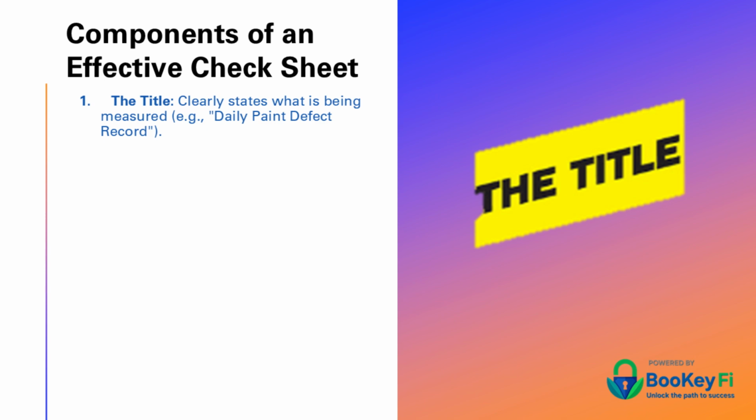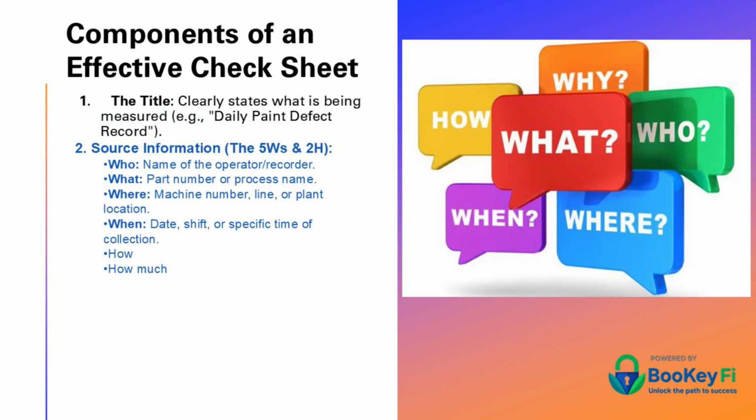The title clearly states what is being measured, for example, daily paint defect record. A precise title prevents confusion and ensures that the right form is used for the right process, especially when managing multiple production lines. Source information.